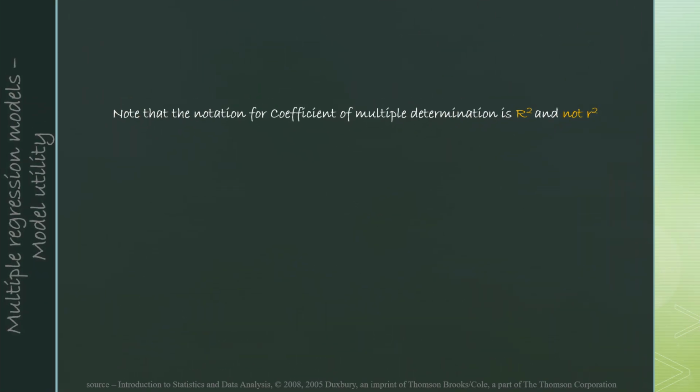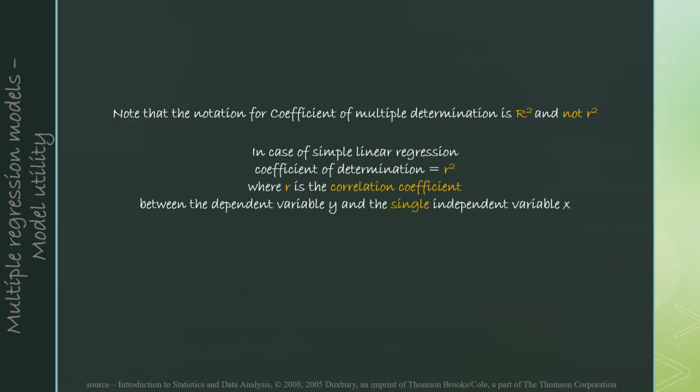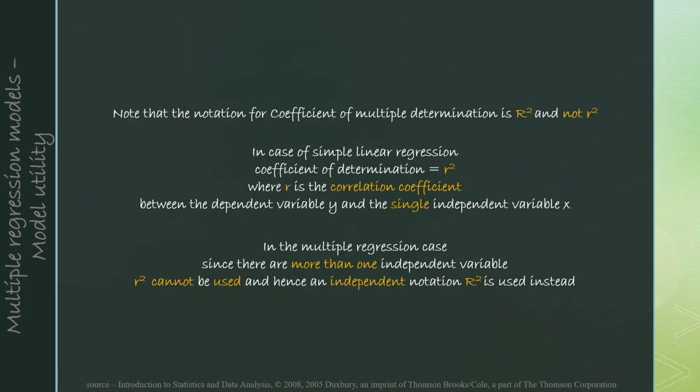Note that the notation for coefficient of multiple determination is capital R square and not lowercase r square. In case of simple linear regression, the coefficient of determination equals r square, where r is the correlation coefficient between the dependent variable y and the single independent variable x. Whereas in multiple linear regression case, since there are more than one independent variables, r square cannot be used and hence an independent notation capital R square is used instead.